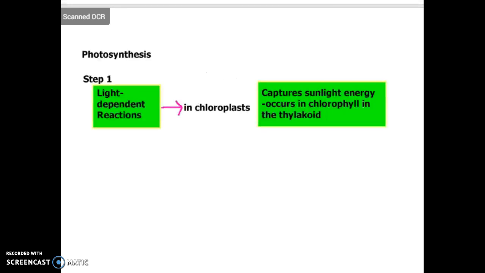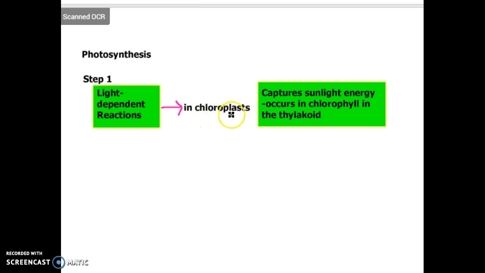So I want to again continue on with that process of photosynthesis. We talked about light reactions, light dependent reactions, and then we talked about light independent reactions, sometimes called dark reactions. Any time we're talking about light dependent reactions, we're always talking about capturing energy from the sunlight.